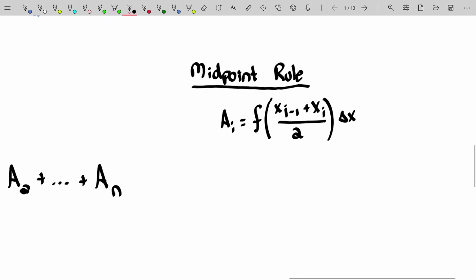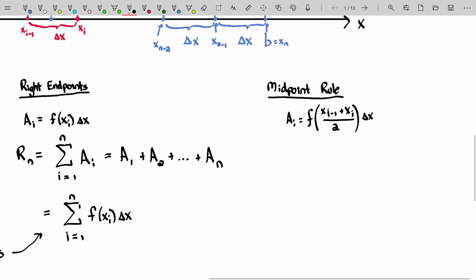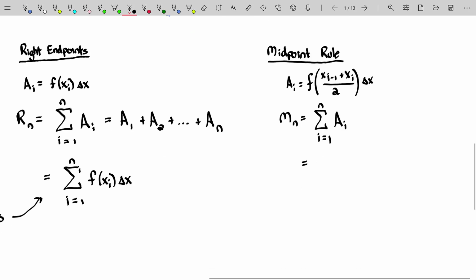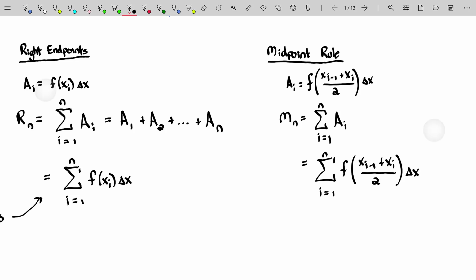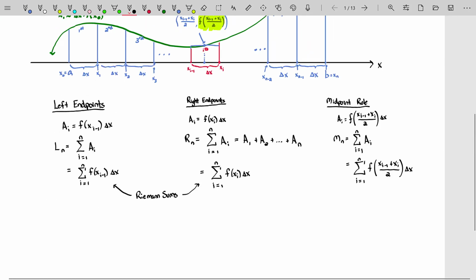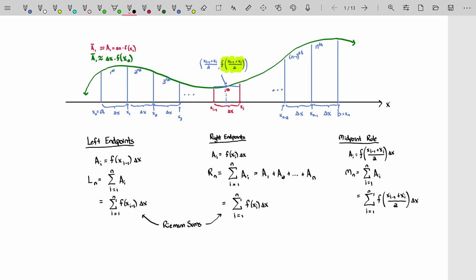Now that we have the area of the ith slice written down, we know that the actual midpoint rule or the midpoint method, if we added up n rectangles, would be the summation i equals 1 to n. So we're adding up a bunch of rectangles, and we would start with area 1, then area 2, all the way to area n, and replacing that a sub i with our formula for a sub i when we're using the midpoint method, we get the following. And there you go. Those are the three major methods that you learned in your Calc 1 course.